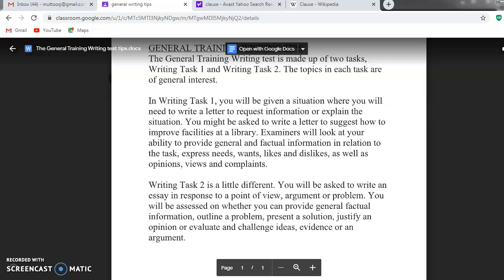This is very important. In general training, task 2, writing, you must provide general factual information, outline a problem, present a solution, justify an opinion or evaluate and challenge ideas, evidence or an argument.